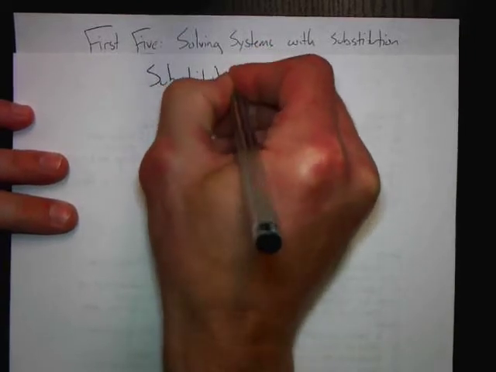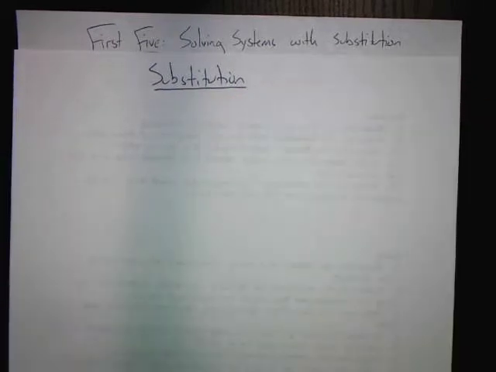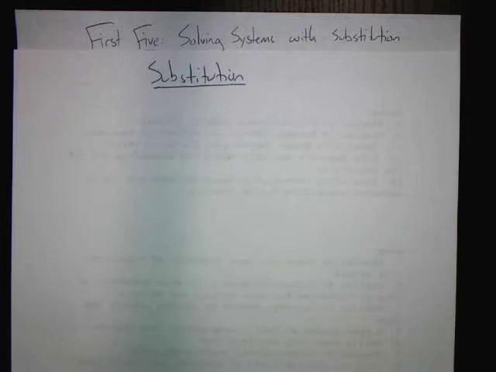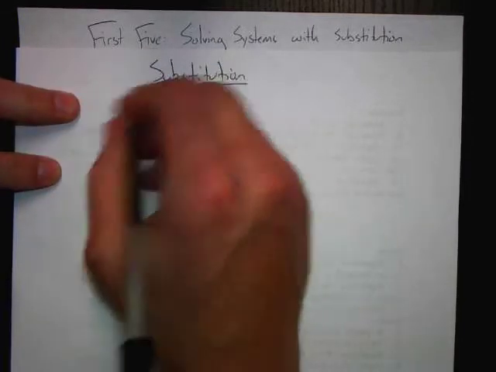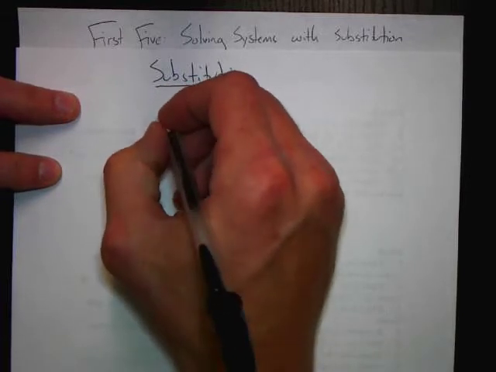Now, substitution is actually the meat of algebra. It's when you are replacing one value with an equivalent value. So the definition of substitution is when we take one value and replace it with another. It's the meat of algebra.